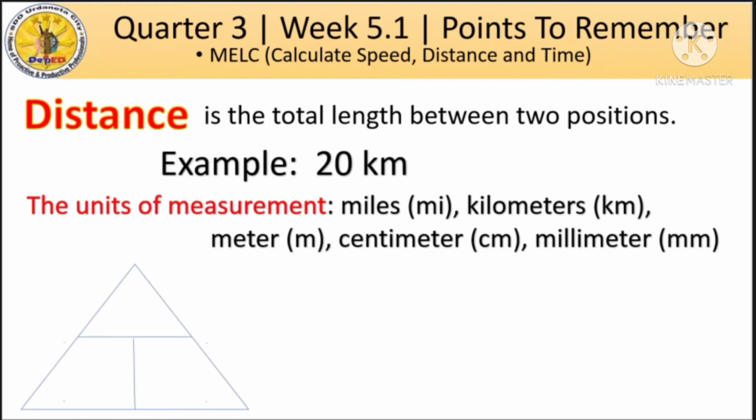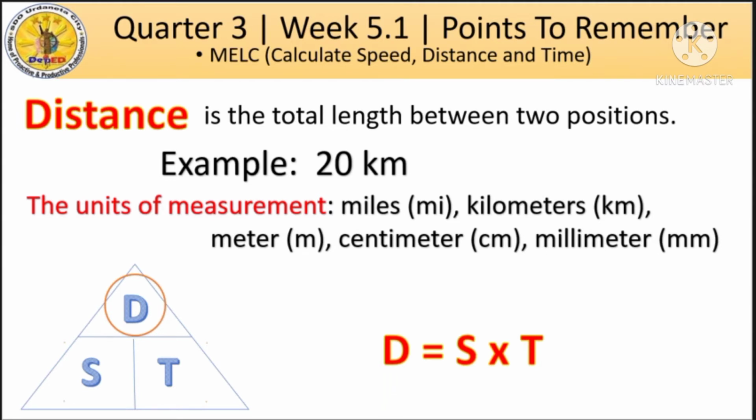In calculating for the distance, we use again this magic triangle. Distance is above the magic triangle, then speed and time are at the bottom of the triangle. So if we are looking for the distance, then our formula will be distance is equal to speed times the time. Again, distance is equal to speed times the time.